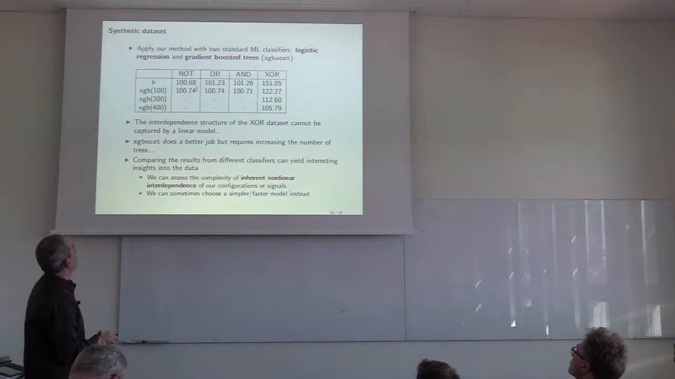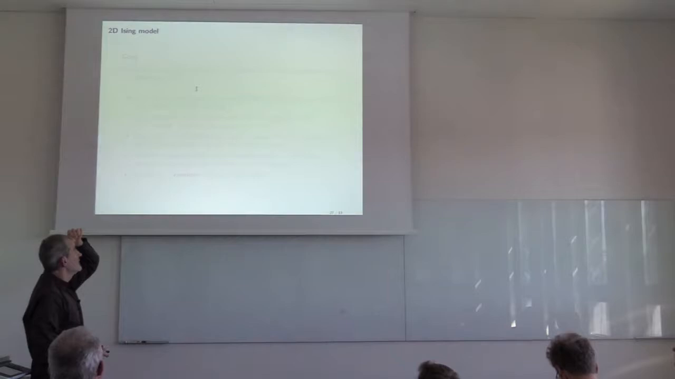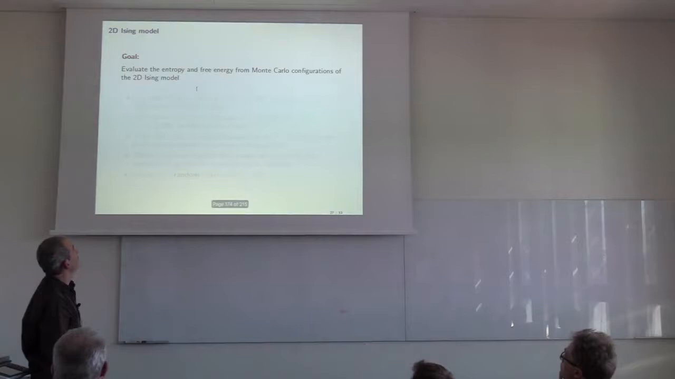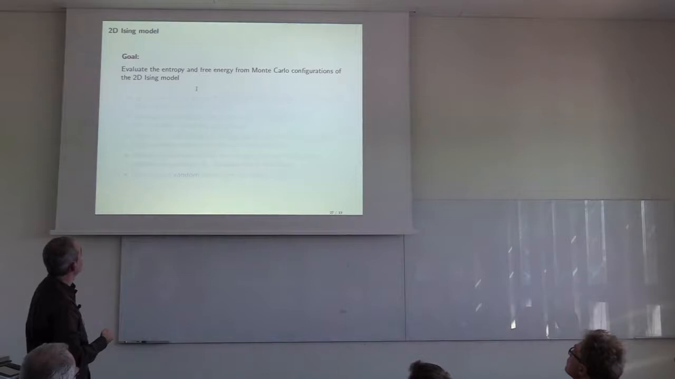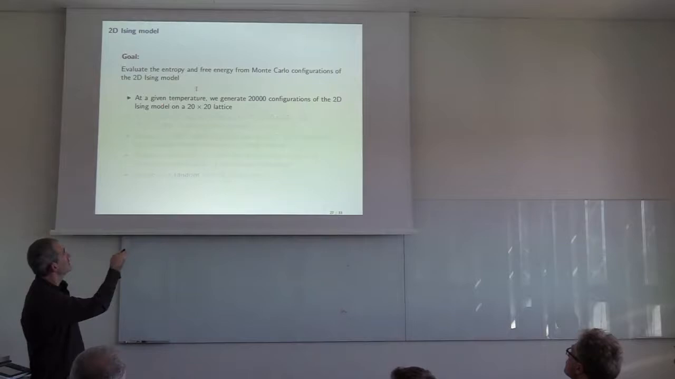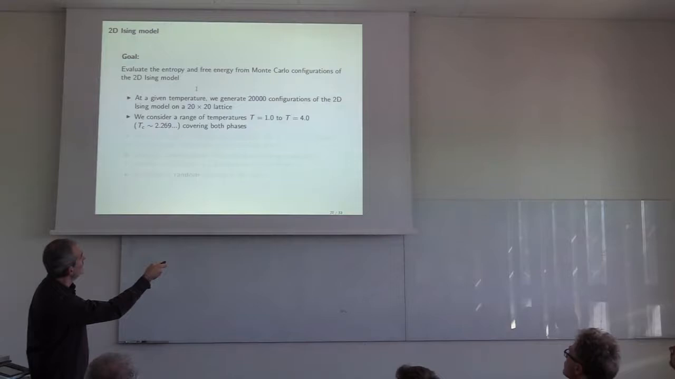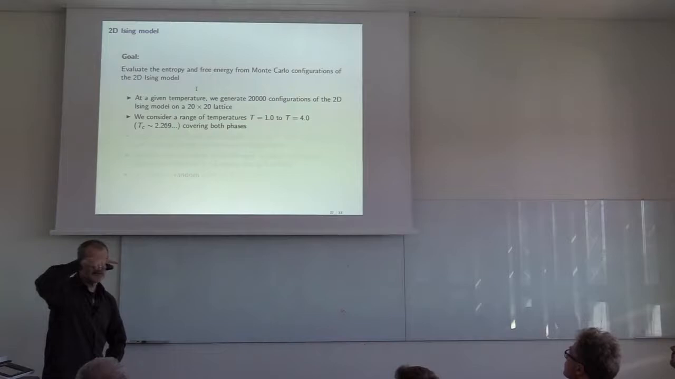Okay. So that was the synthetic data set, but the key example, which was the most interesting for me as a cross-check, was to use the two-dimensional Ising model and try to estimate the entropy and free energy from Monte Carlo configurations of this system, varying the temperature. So we generated 20,000 configurations of this model on a 20 by 20 periodic lattice. And we have a range of temperatures from 1 to 4. And the critical temperature is 2.2. So it goes in both phases and also close to the critical point in between.